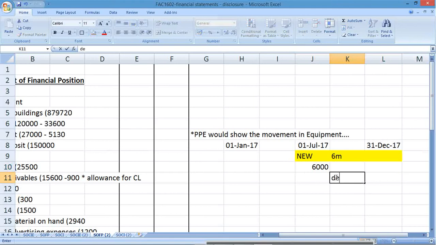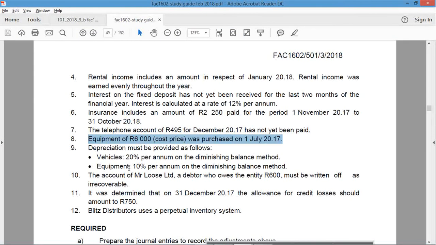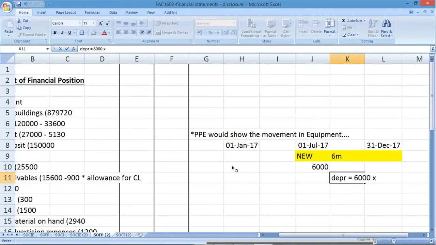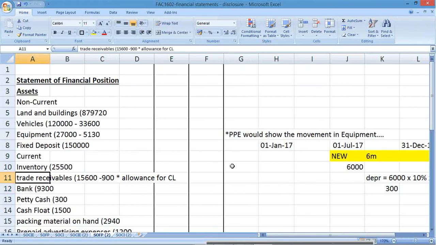So depreciation will be 6,000 times whatever percentage it is. 10%. Diminishing balance doesn't apply for a new asset, because it's a new asset. There's no accumulated depreciation. So times 10%, times 6 divided by 12. So 6,000 times 10% is 600, so 300. Right. So that's the depreciation that you need to provide for.